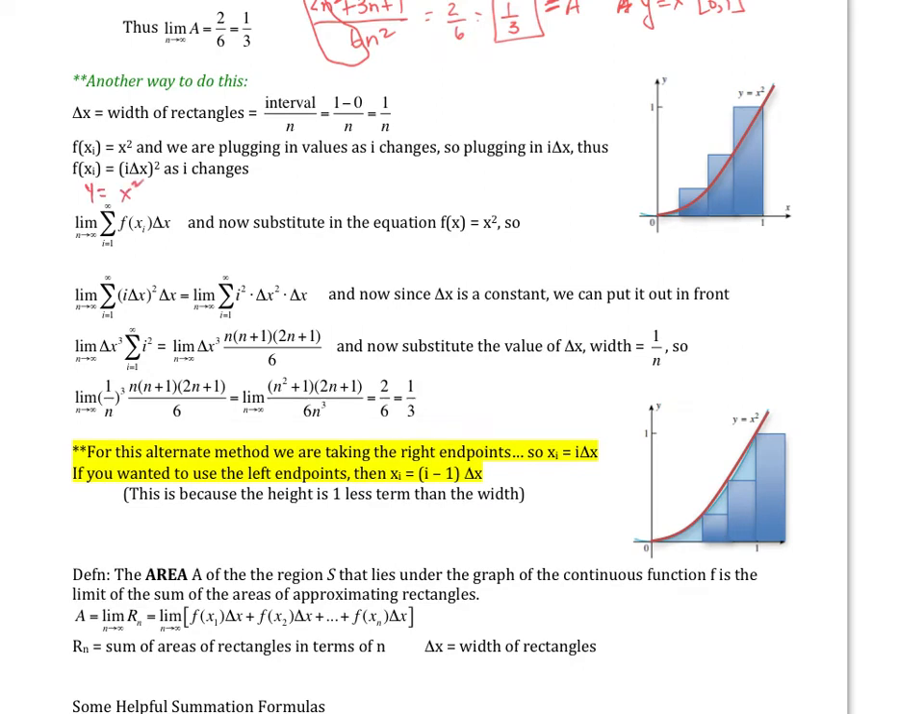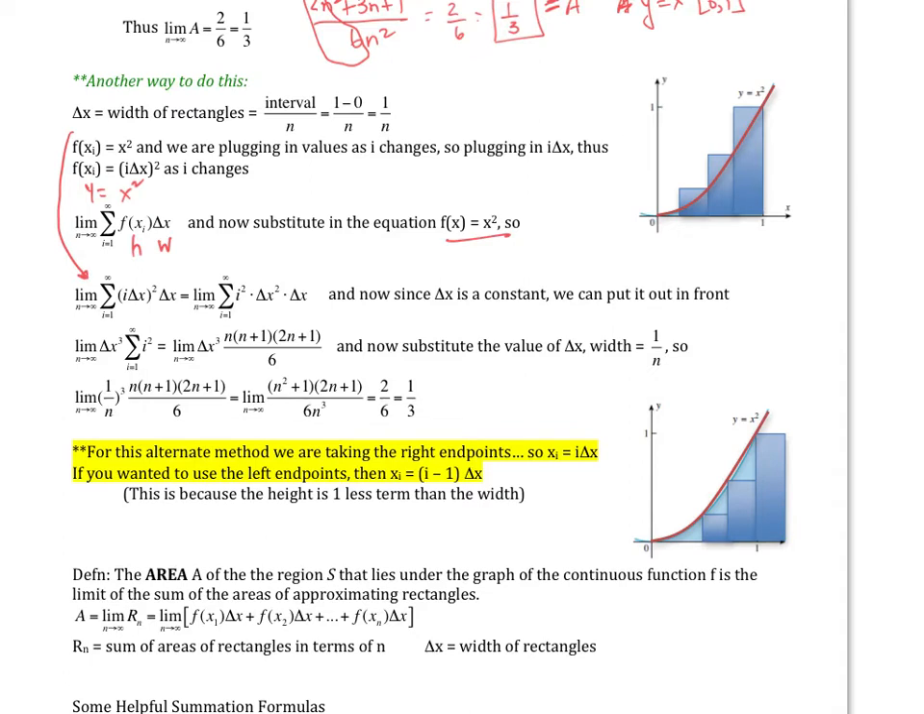Okay, so then we want to take this limit. We want the limit as n goes to infinity of this summation right here. This is my summation, f of x sub i times delta x. So this is my height, this is my width. I want the sum of the heights times the widths. And our equation is right there, so I can substitute that in with what I found up here.